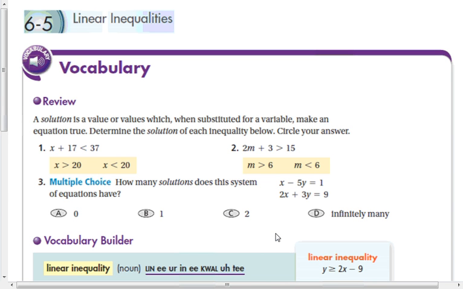Hey students, this is lesson 6.5. In this lesson, we're going to learn how to graph linear inequalities in two variables and to use linear inequalities when modeling real-world situations. Go ahead and do the review here, and I'll check back with you.